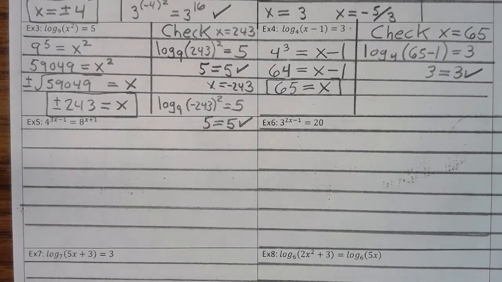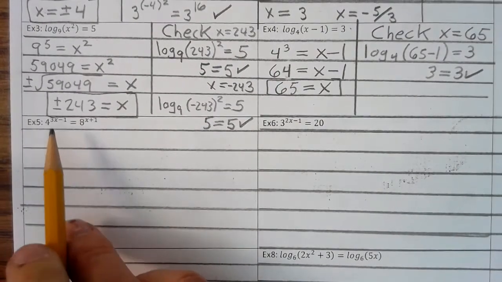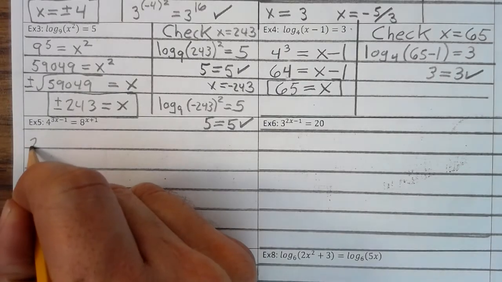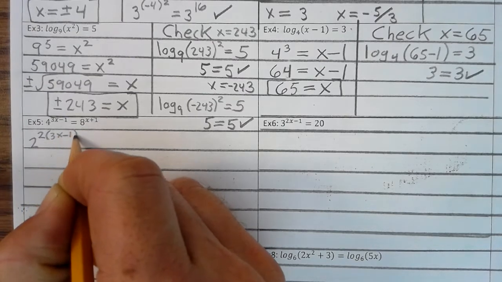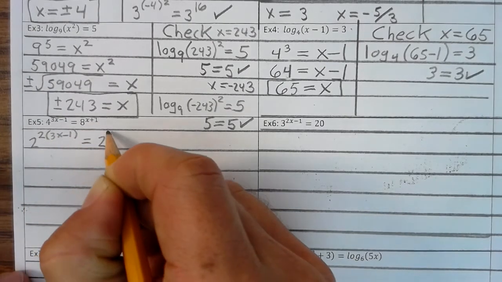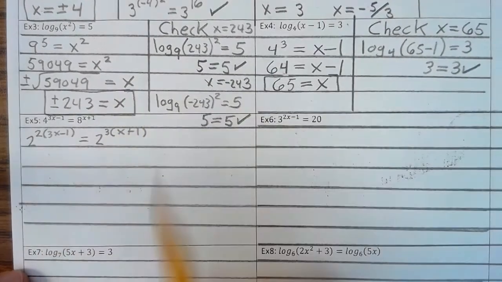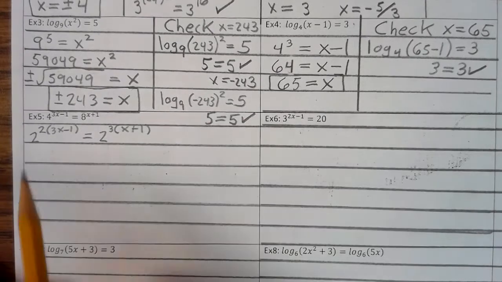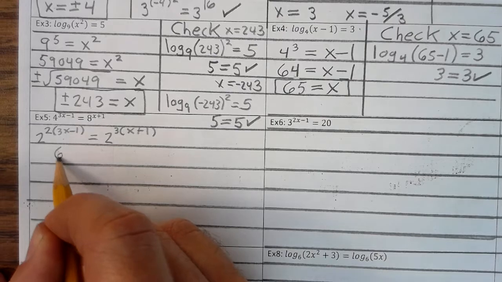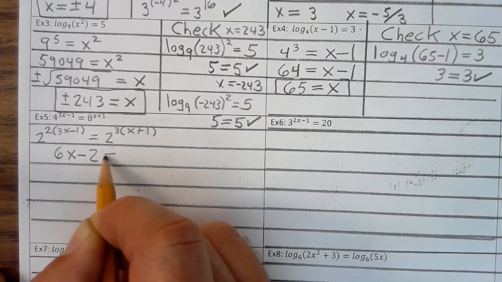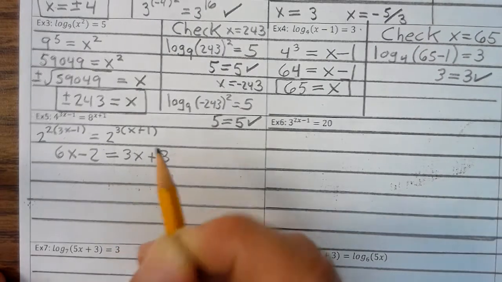Now, example 5 is kind of like example 1, but we need the bases to be the same. So we're going to go to the base of 2. And so we know we can write this as 2 squared gives us 4. And 2 cubed gives you 8. All right, so now the bases are the same. We know the exponents are equal, and we're going to distribute. So 2 times 3x minus 1 is 6x minus 2, and 3 times x plus 1 is 3x plus 3.